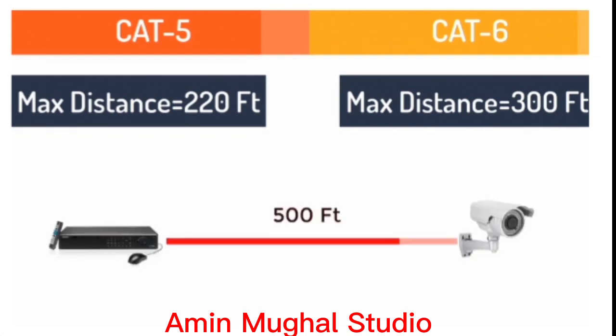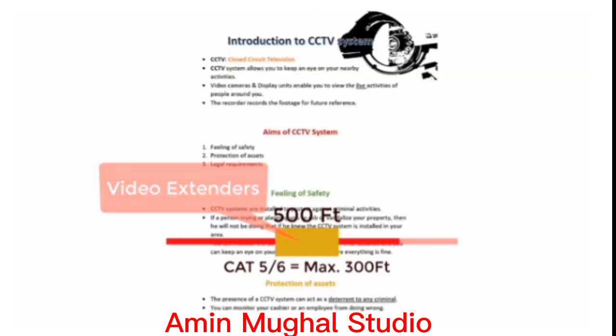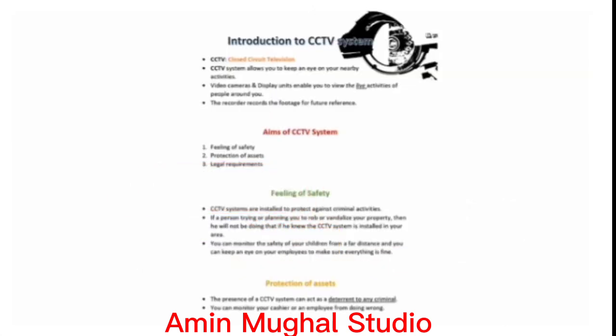Okay, now let me take a case where we have to install a security camera 500 feet away from the video recorder, but Cat5 or Cat6 can transmit the data efficiently only up to 300 feet. So in this case, we can use video extenders. These video extenders are used to regenerate the video signals, so you can transmit the data or signal without any signal loss. Okay. So this is the brief discussion about the CCTV system and the basic components of the system.